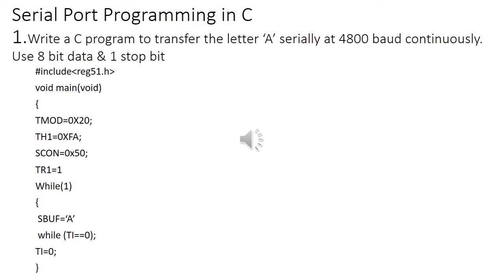Next, in the TH1 register you load the value 0xFA, which is hexadecimal. This is loaded in the TH1 register in order to set the baud rate of 4800. Next, in the SCON register you load the value 0x50. This 50H indicates a serial mode 1 configuration, and along with that you enable the receive enable bit. Then you start the timer by assigning the value to the TR1 bit.